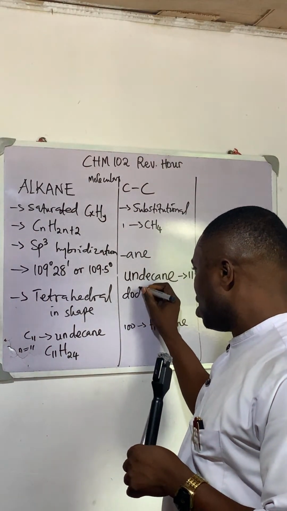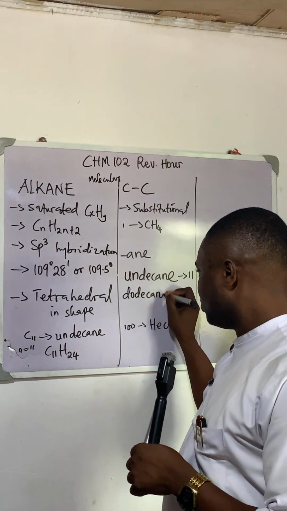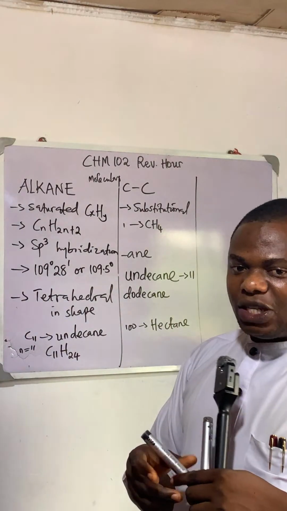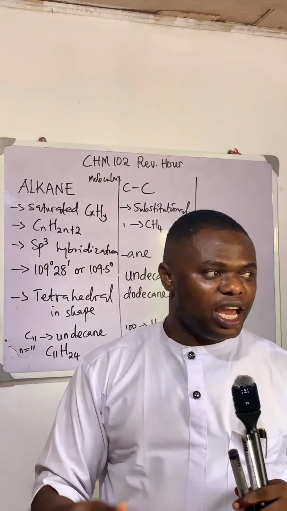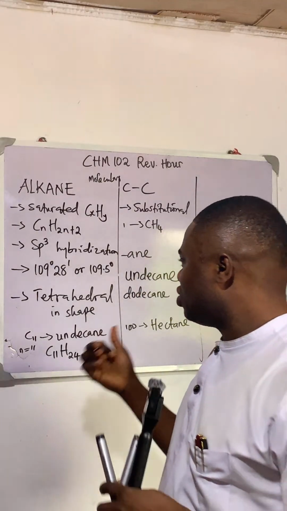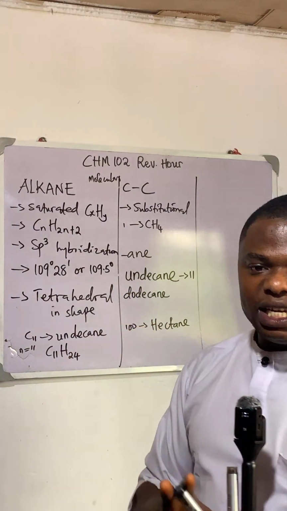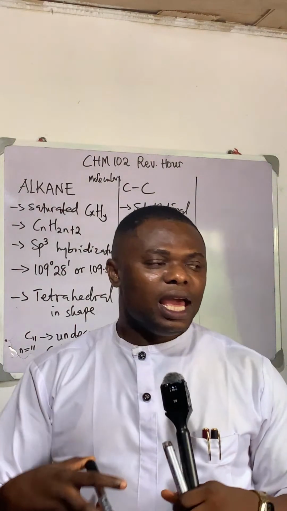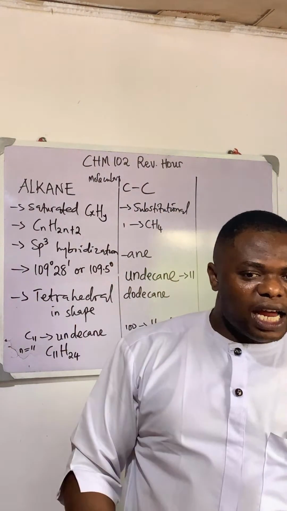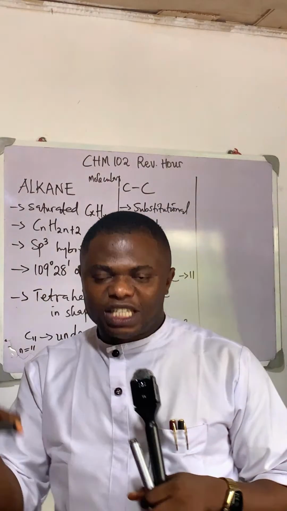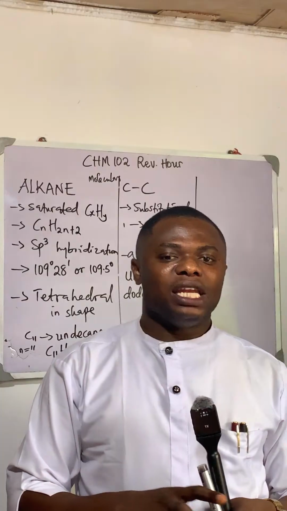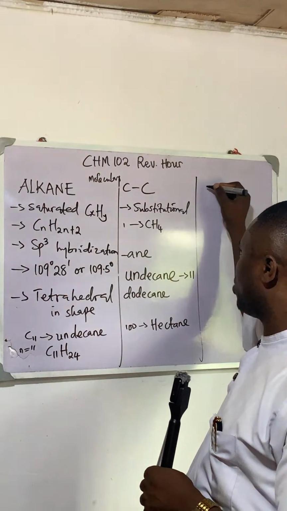Dodecane should be number 12. Tridecane is number 13, and of course tetradecane is number 14. Pentadecane is number 15. Hexadecane, heptadecane, octadecane, nonadecane, number 19. And eicosane is number 20.